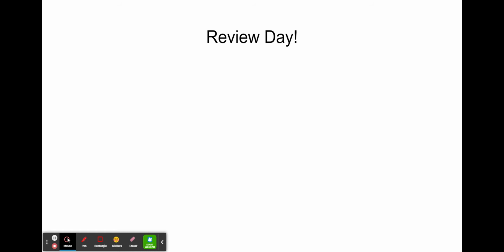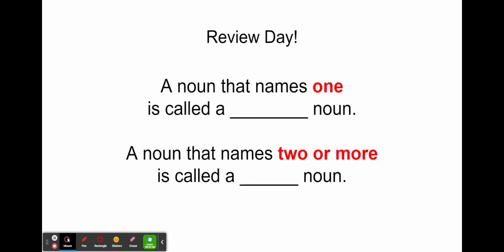Well done. All right, one more question about nouns. A noun that names one is called a blank noun, and a noun that names two or more is called a blank noun. Press pause while you're thinking about it. The answer's on its way. All right, here we go. A noun that names one is called a singular noun. And a noun that names two or more is called a, oops, that should say plural noun. Oh my goodness. Plural. This should say plural.